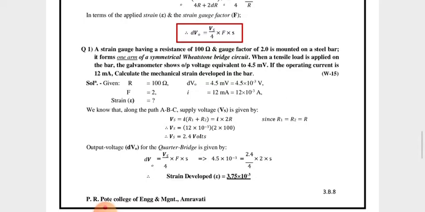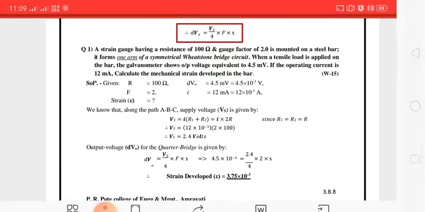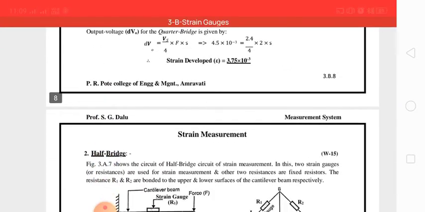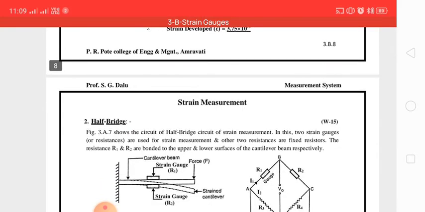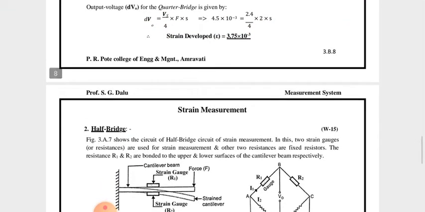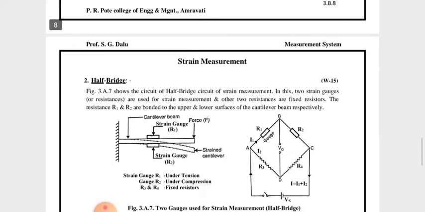Okay, so that is the strain developed in the single limb of a Wheatstone bridge. Okay, then next, half bridge. In case of the half bridge, two resistances are attached to the cantilever beam, and in that case the unbalanced condition will be balanced by equilibrium condition.